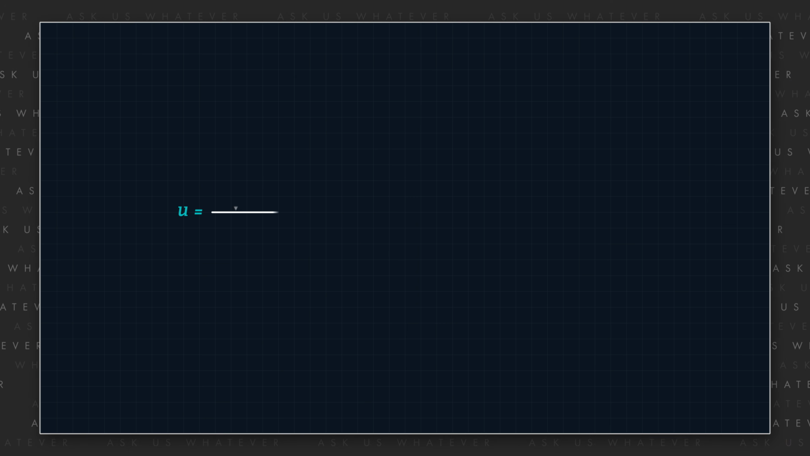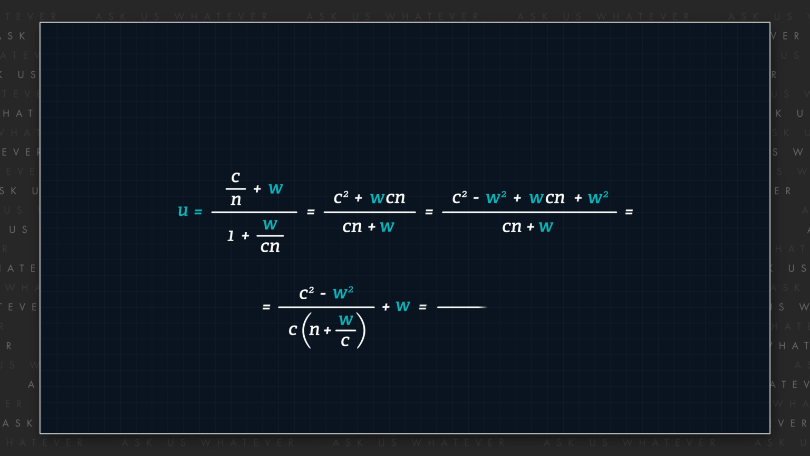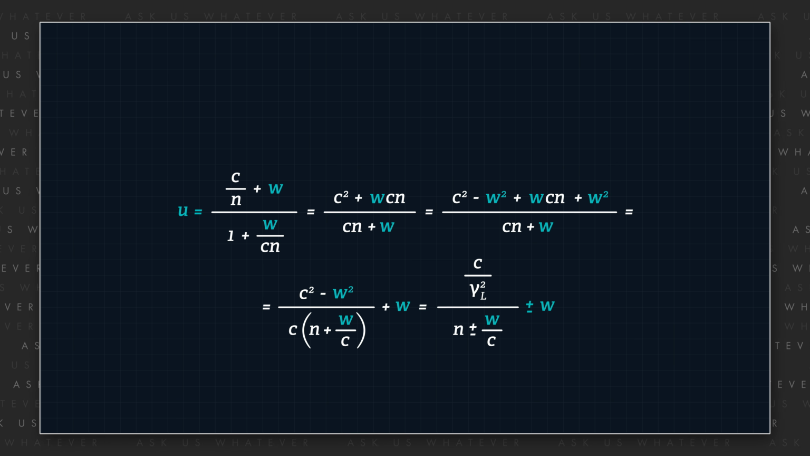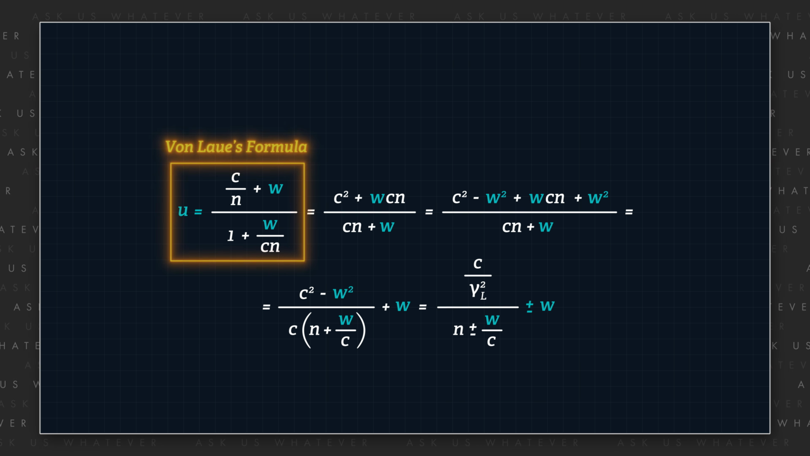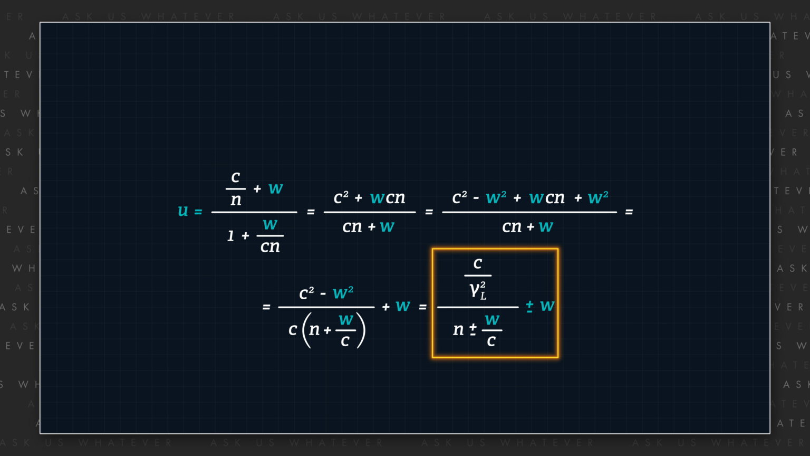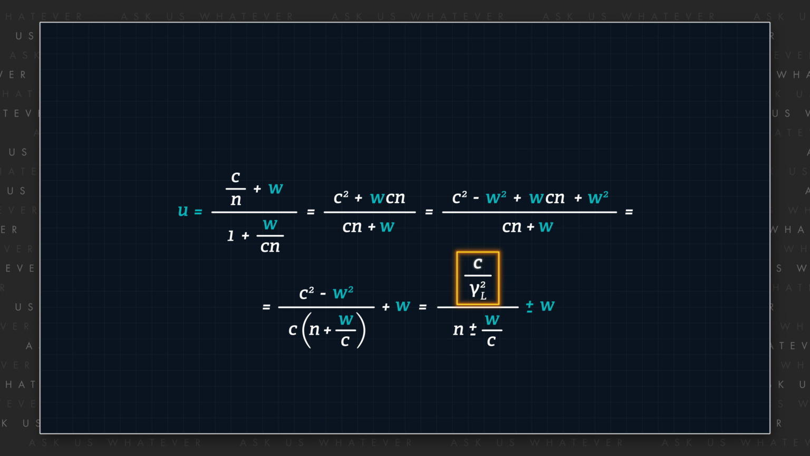Okay, you skeptical Einsteinians might still think I'm full of ether, so I'm now going to show you something absolutely fascinating. Let's rearrange von Laue's relativistic velocity addition formula using some simple algebra. Well, would you look at that? Von Laue's formula for velocity addition in a refractive medium can be rearranged using basic algebra to my formula if we just insert a gamma squared term beneath the c term in the numerator.